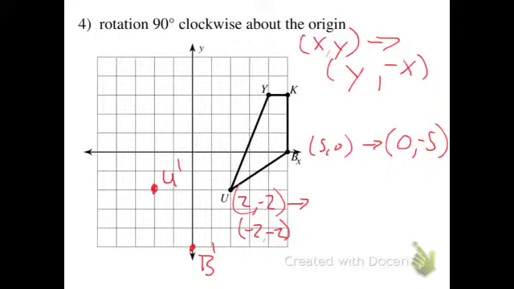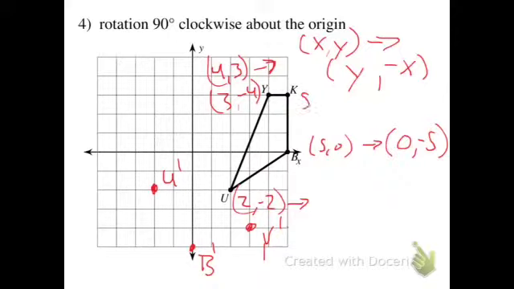Y is at the point (4, 3), and if you do the transformation, you're going to get (3, negative 4). So (3, negative 4) is going to give us our new point, which is actually right there. Here, I need to erase some of the stuff. It's going to be right there. So there's my Y prime, and I need to get K prime done.